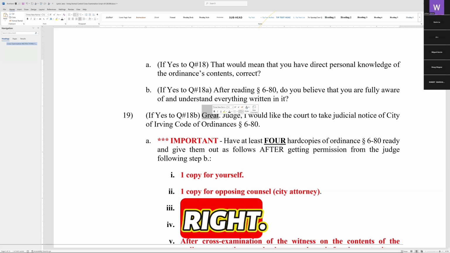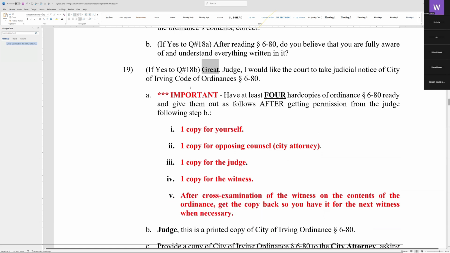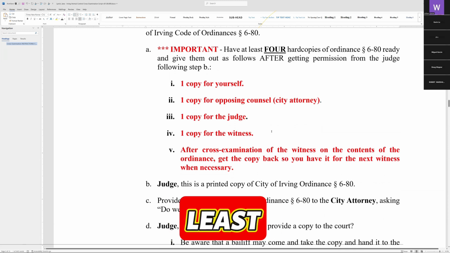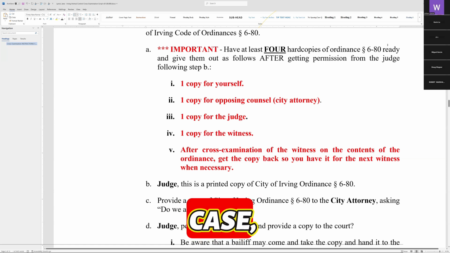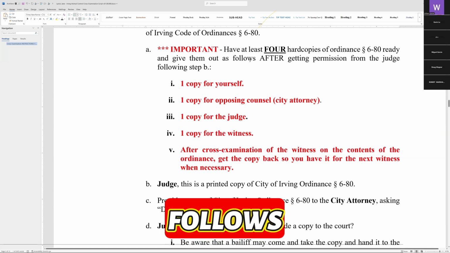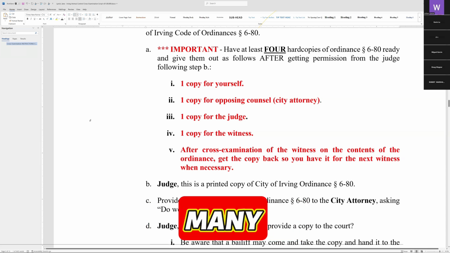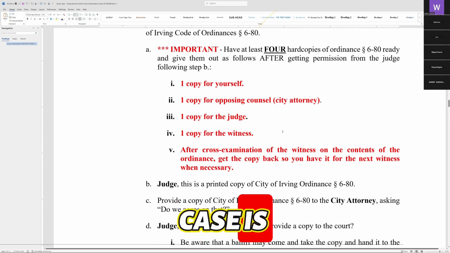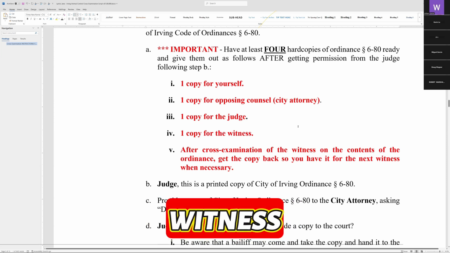All right. Now, it's important that when you ask the court to take notice of an ordinance or a statute, this is what you do with it. Have at least 4 hard copies of the ordinance 6-80 in this case ready, and give them out as follows after getting permission from the judge following step B. This is how many copies you need and who they're for. 1 copy for yourself, 1 copy for opposing counsel, which in this case is the city attorney, 1 copy for the judge, and 1 copy for the witness.